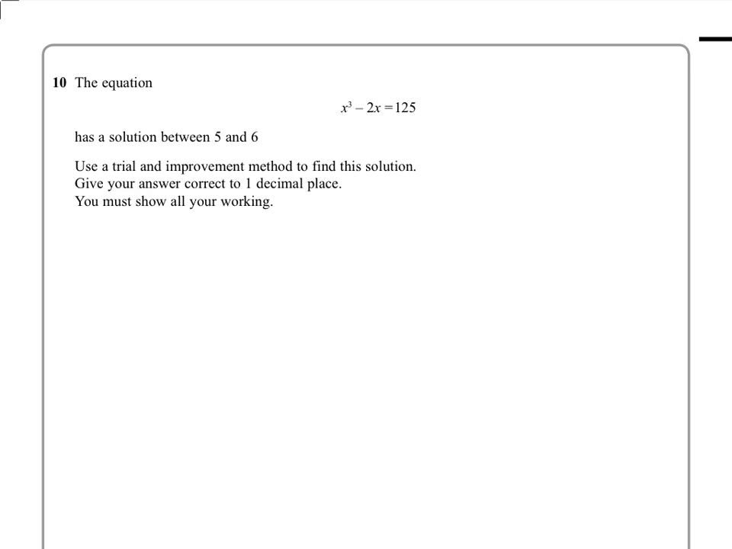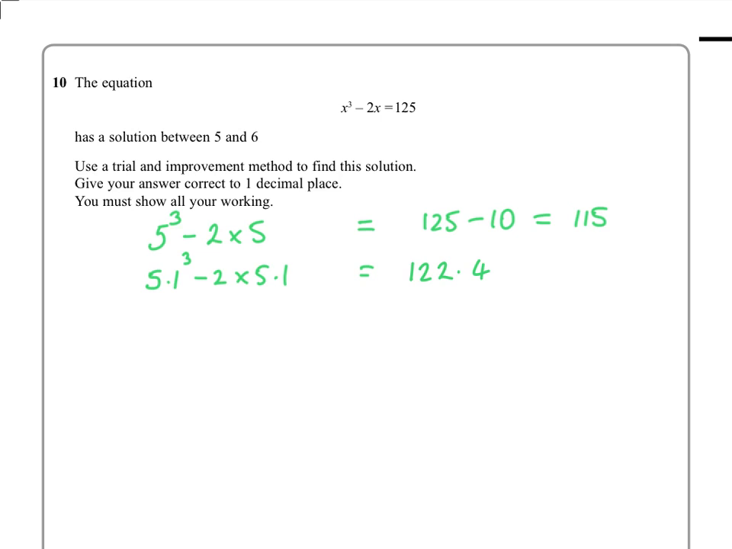If we put 5 in here as x, then we'd have 5 cubed minus 2 times 5. And what would that be? Well, you can use a calculator here. You'd have 125 minus 10, which would be 115. Then I would try 5.1 personally, because that was reasonably close. And then I'll use a calculator for this part. So 5.1 cubed minus 2 times 5.1, and I get 122.451.